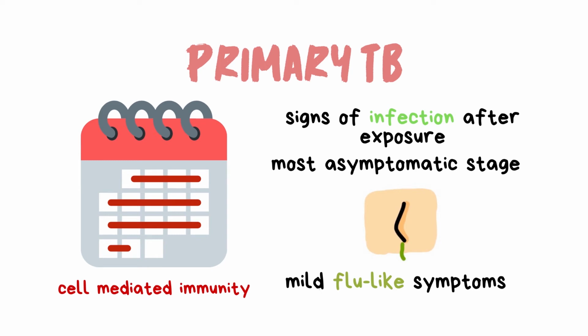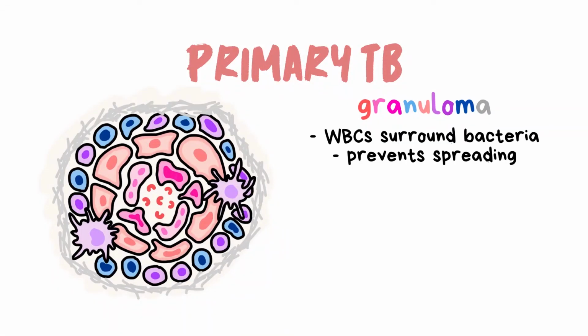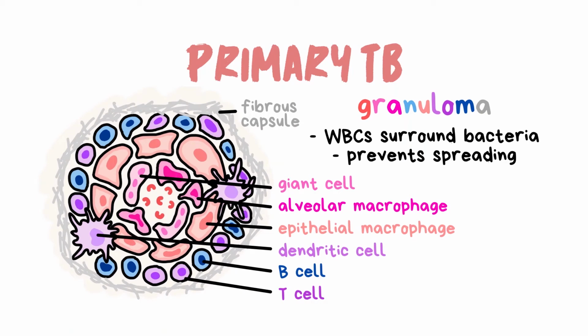Patients with primary TB will experience cell-mediated immunity for 3 weeks. During these 3 weeks, a granuloma will form. A granuloma is formed when white blood cells surround a bacteria to prevent it from spreading. As you can see, there are many different cells here surrounding the Mycobacterium tuberculosis, which is present in the center of the granuloma. This granuloma is encapsulated by a fibrous capsule to prevent the Mycobacterium from spreading.